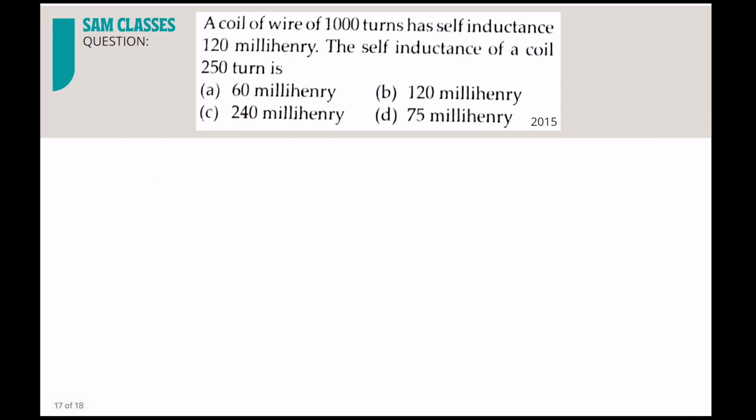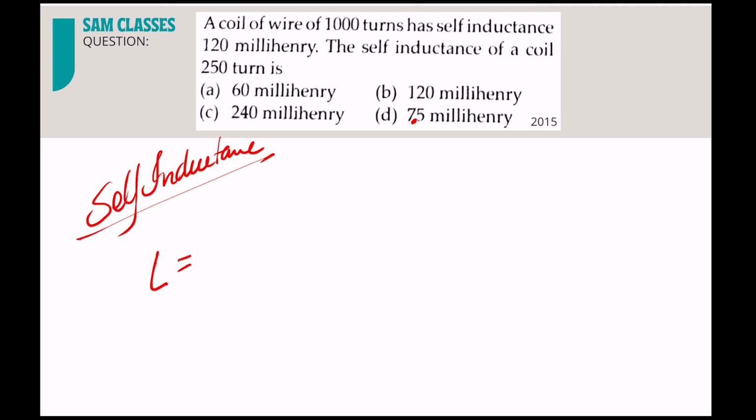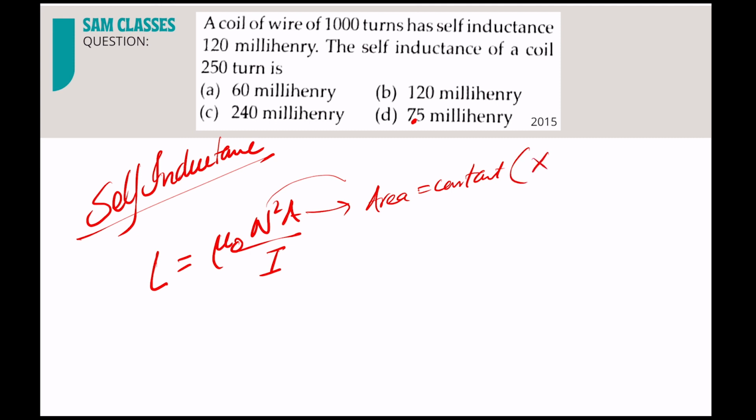Correct. Now, next question is, a coil of 1000 turns has self-inductance of 120 millihenry. The self-inductance of the coil of 250 turns. See, first you need to remember the formula. Self-inductance formula. Every question, even the numerical, are directly formula based. L is equal to mu naught N square A by l. Now everybody, what is my N? N is number of turns. What is A? Area of the cross section of the wire. So here that is constant because same wire we are using. So remove it, not needed.